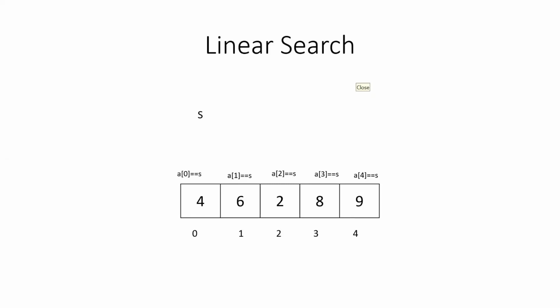A list of items identified by a variable name and one subscript is called a linear array or a single dimensional array.